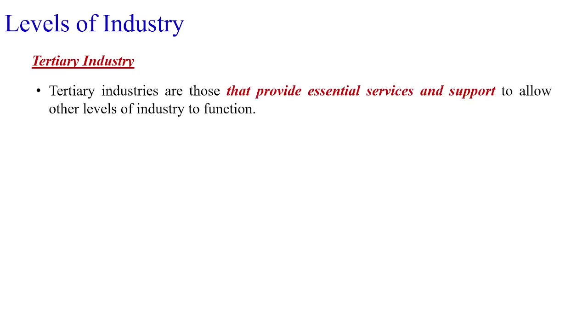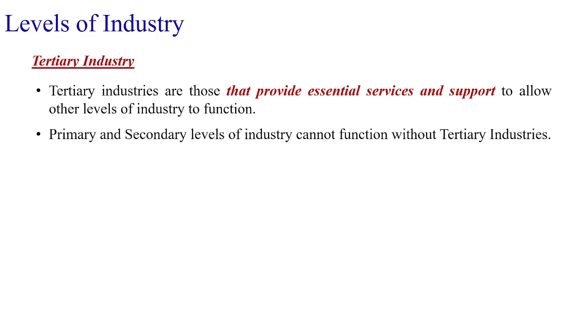Now next is tertiary industry. Tertiary industries are those that provide essential services and support to allow other levels of industry to function. Primary and secondary industries cannot function without tertiary industries. Basically, tertiary industries provide services to the primary and secondary industries.